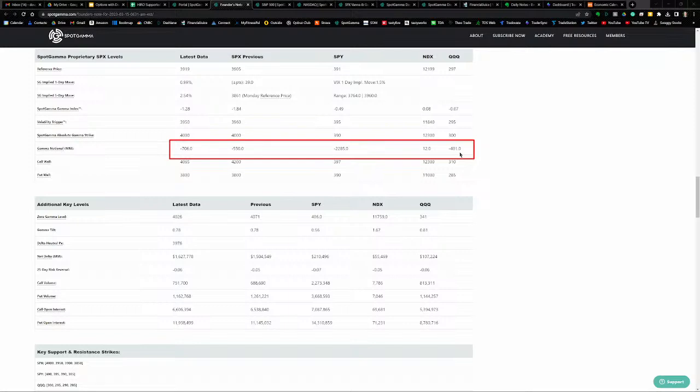And notice it is negative. So again, for all these indices, traders are long puts, market makers are short puts, and they have to sell futures to hedge their delta exposure as price decreases. And if price increases and implied volatility drops, they can buy back their short futures.